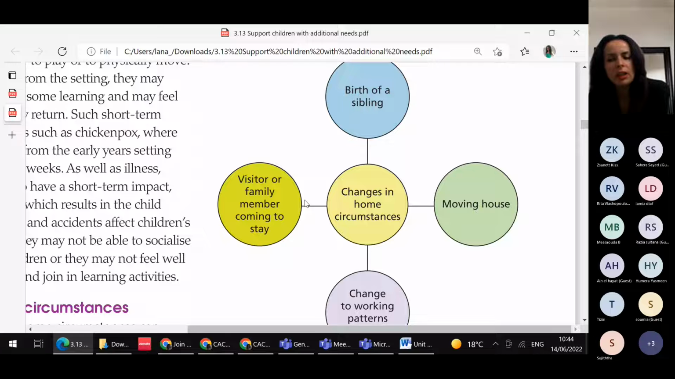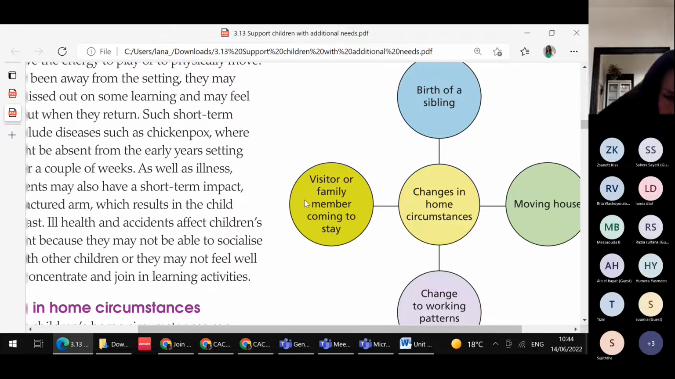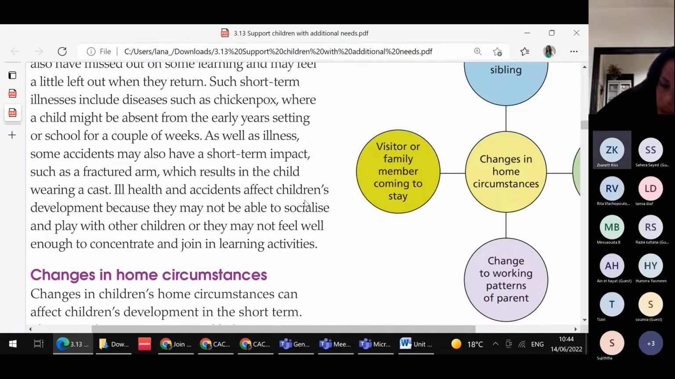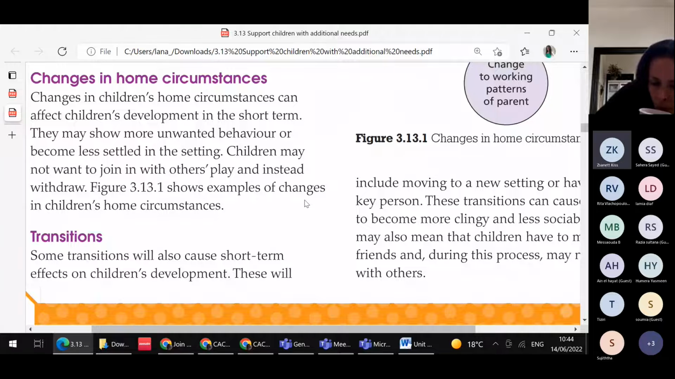Then the child will have something changed in his life. If it is positive or negative, this will affect the child's development. Also, as we said, we have transitions. So the third one is the transitions.